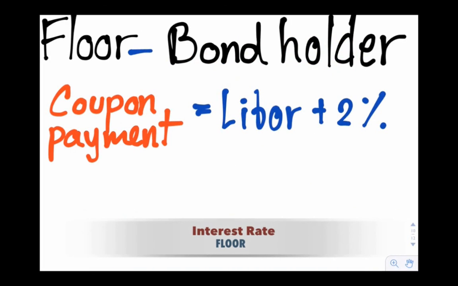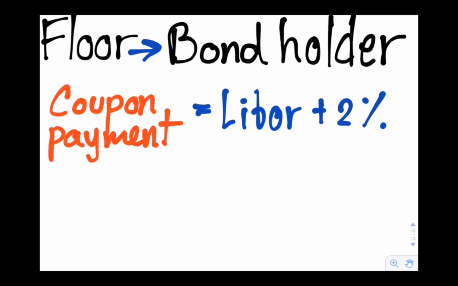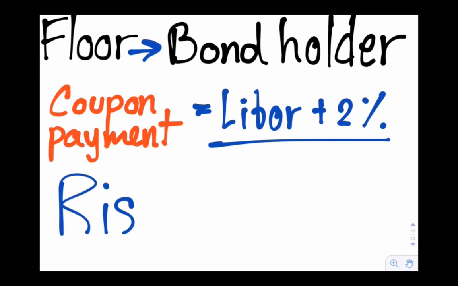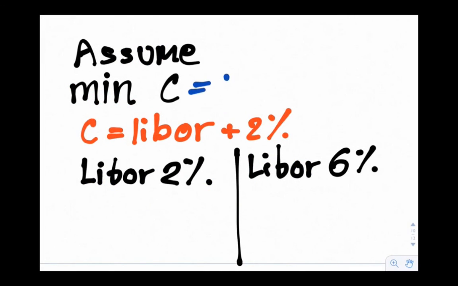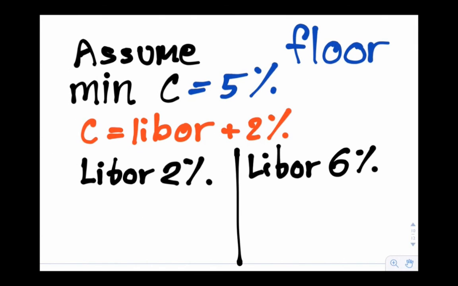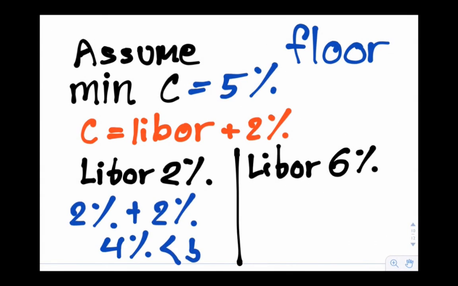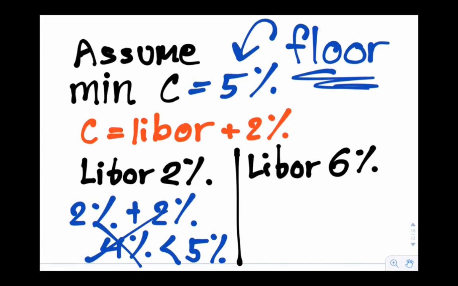We are going to look at a perspective of bondholders for an example of floor. So suppose the coupon payment is the same, but the risk of the bondholder is that the interest rate is going down. Let's look at the floor example where the minimum coupon payment equals 5%. The first situation is where LIBOR equals 2%, so the coupon equals 2 plus 2 equals 4%. This is lower than 5% or our floor. The coupon payment that the bondholder is going to get is equal to 5%.